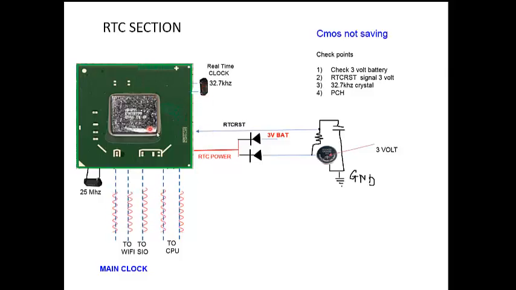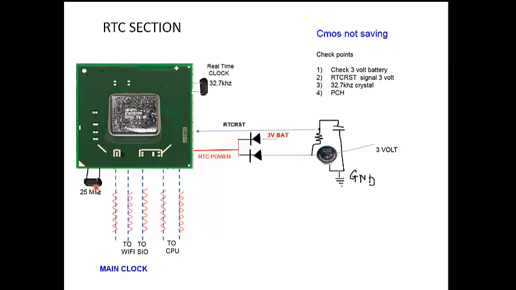Then the PCH is normally connected to 2 crystals, one is a 32.7 kilohertz and the other is a 25 megahertz. This 25 megahertz crystal is basically used to generate different clocks. In previous models, like the Core 2 Duo models, there was a separate clock chip that generated different frequencies. But after the first generation Core i3, the PCH came, and this PCH incorporates the clock chip inside it.